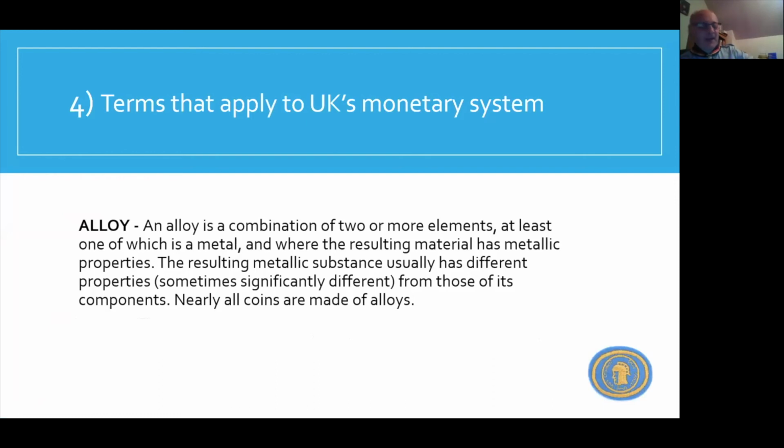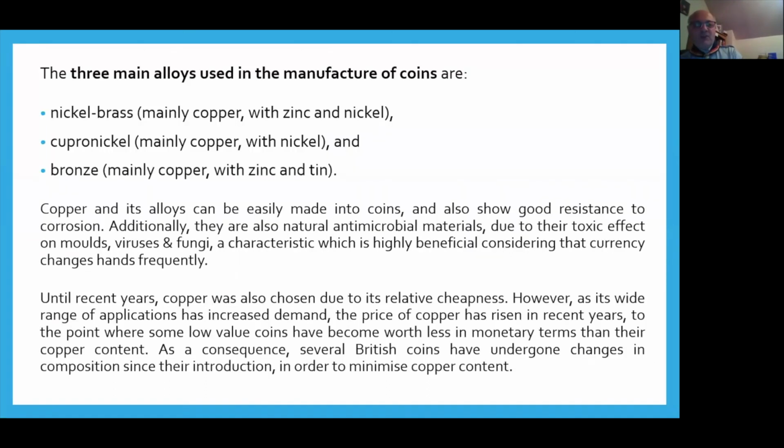In the time that we have left, I want to come on to the different things that are in money, because no longer do we have gold or silver. Most of them are made of alloys. And one of the things you've got to do is know these terms, so watch carefully. An alloy is a combination of two or more metals, one of which is a metal where the resulting metal has metallic properties. And I will show you these in pictures.